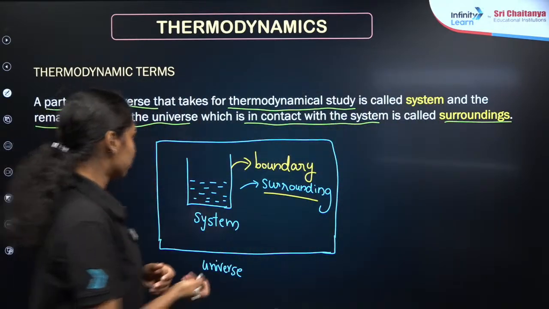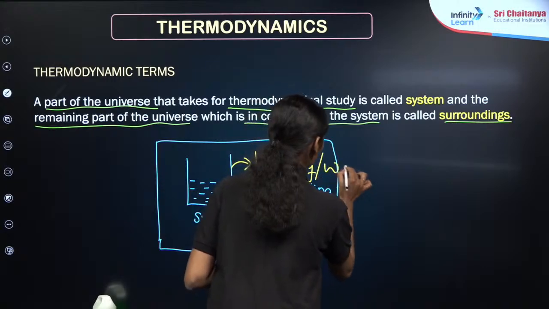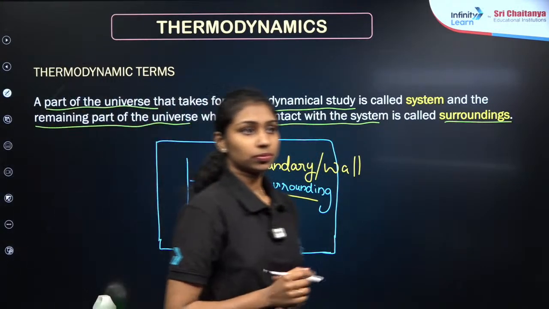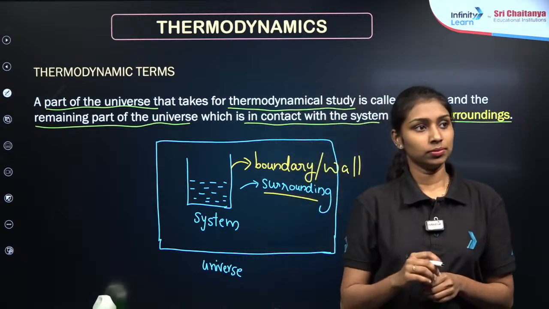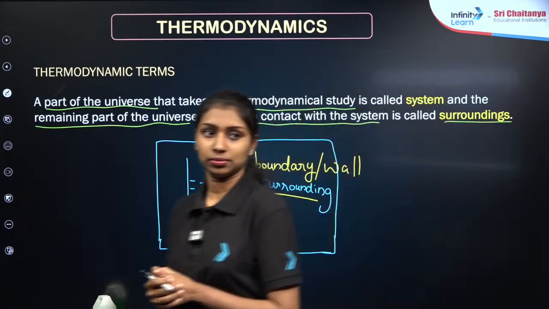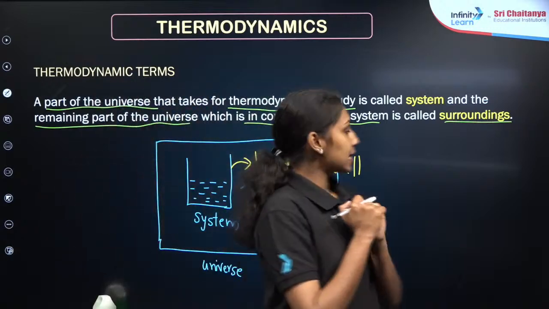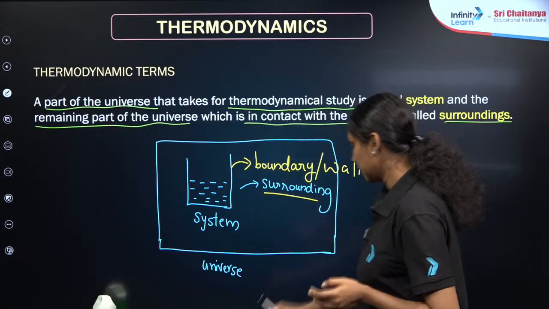Yes, boundary or wall. Also you can call it as a boundary or wall. Clear? Yes, fine. Now, let us see what are the different types of systems, right?